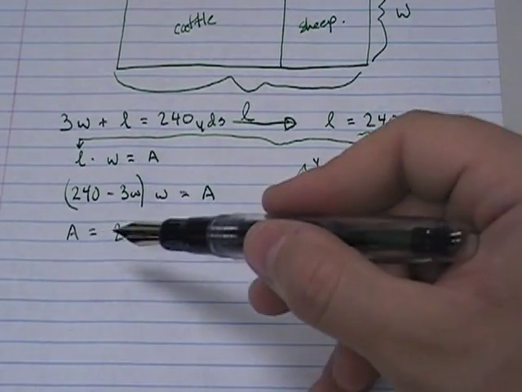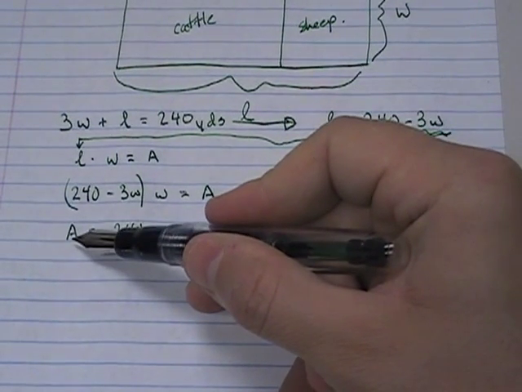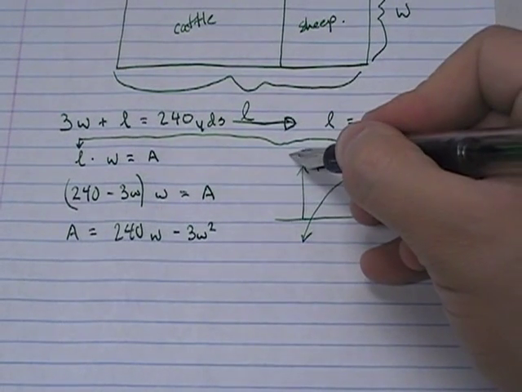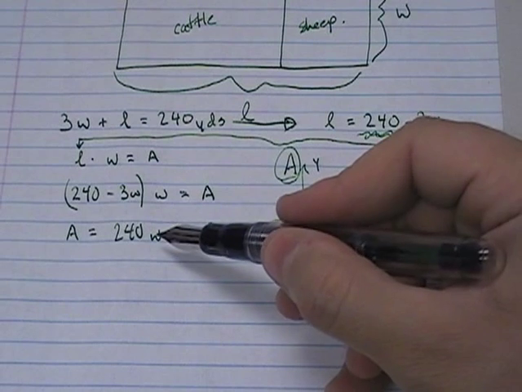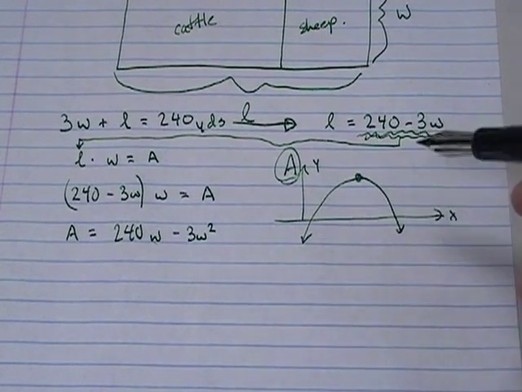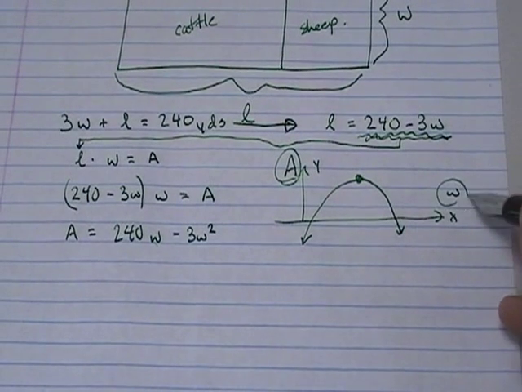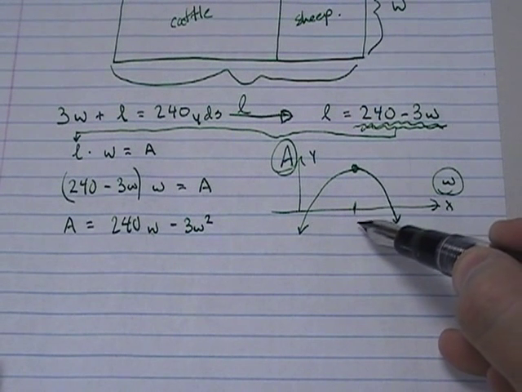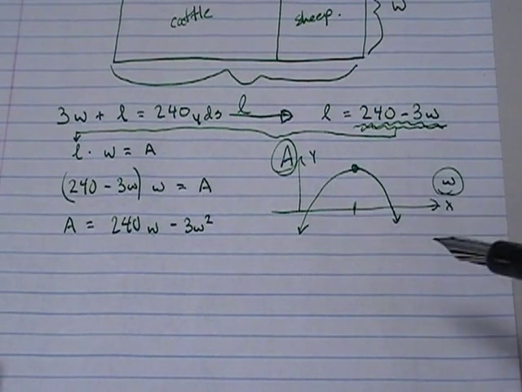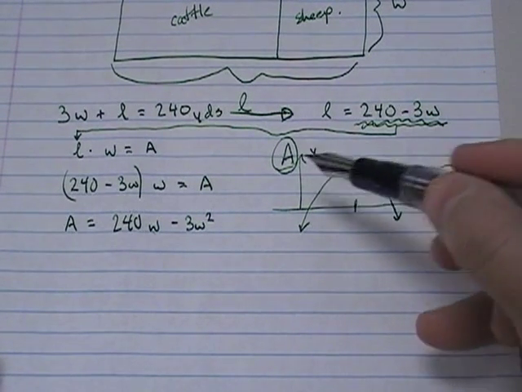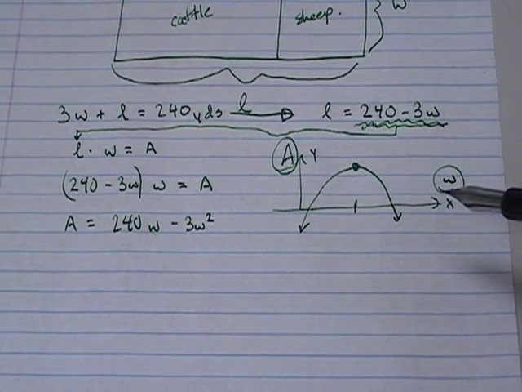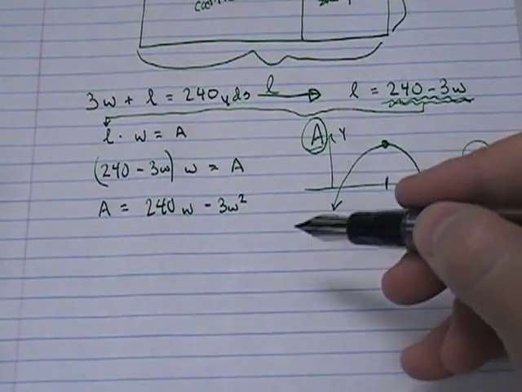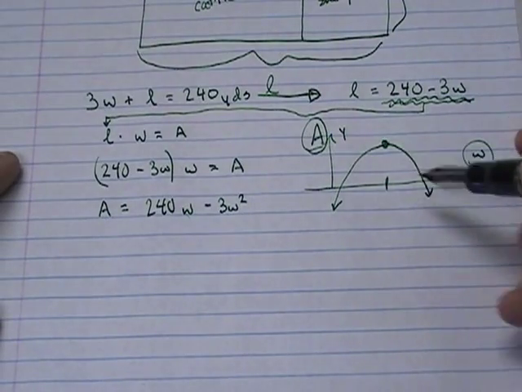Now, the way you've got this equation set up, the y value, the dependent variable, is going to be area, and the independent variable is going to be width. So if you find this x value, that is the width of the pen that will maximize the area. And then the y value is the maximum area. So we were asked to find the largest area that can be enclosed. So how do we do that? Well, we take our quadratic here and ask, how do we find this maximum point?